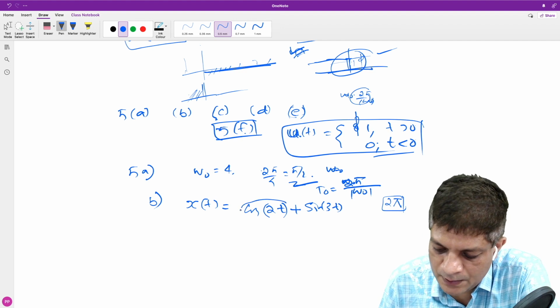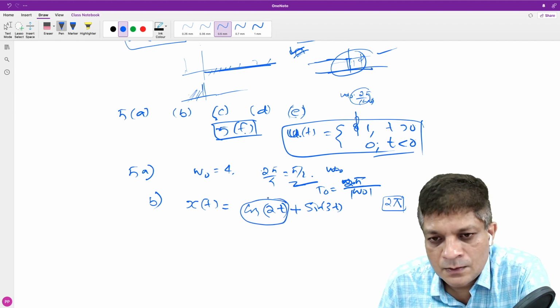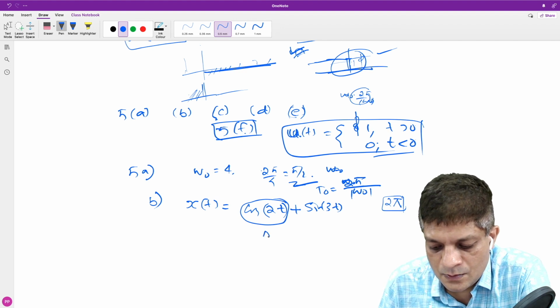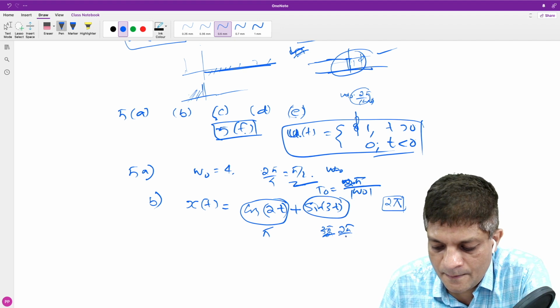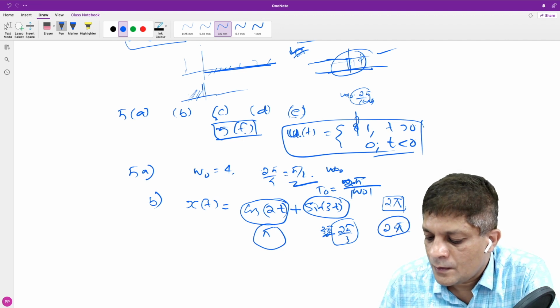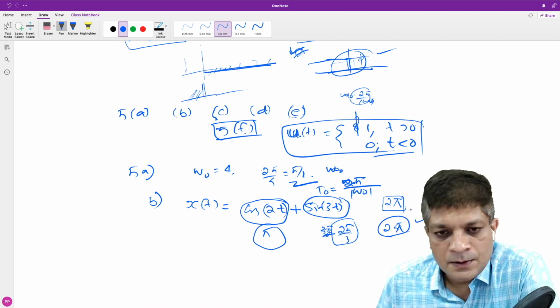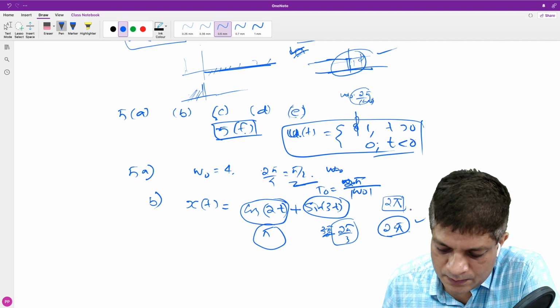What is the fundamental period of this? Cos 2t? Pi. And what about this? 2 pi by 3. So the LCM of this is 2 pi, isn't it? So that is the fundamental period. Now what about C?